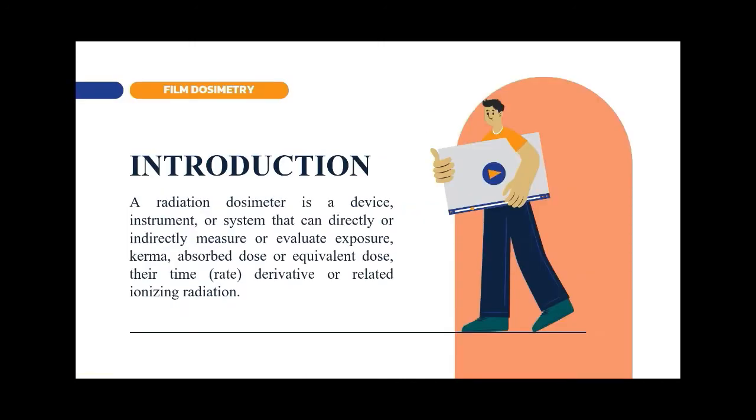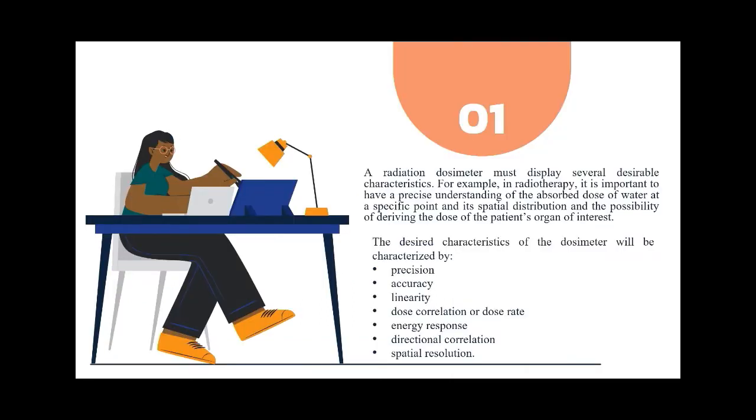Introduction. A radiation dosimeter is a device, instrument, or system that can directly or indirectly measure or evaluate exposure, kerma, absorbed dose or equivalent dose, their time rate, derivative or related ionizing radiation. A radiation dosimeter must display several desirable characteristics.